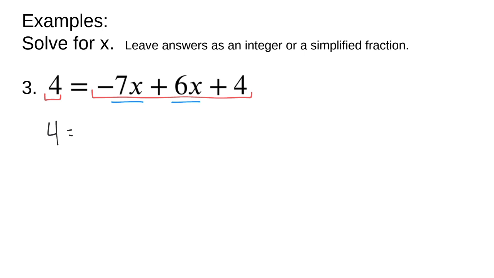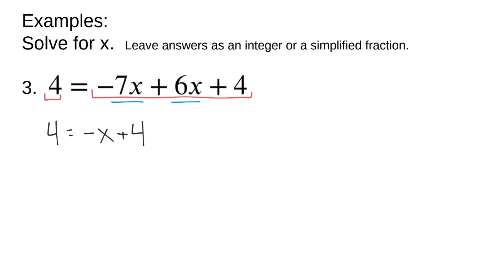Negative 7x plus 6x is negative 1x. Sometimes we just write that as negative x. Remember, if there's no number in front, it's like a 1 is sitting there. So now I think that's all the simplifying we can do. We're on to the next step where we are going to put all the x's on one side and all the constants on the other.